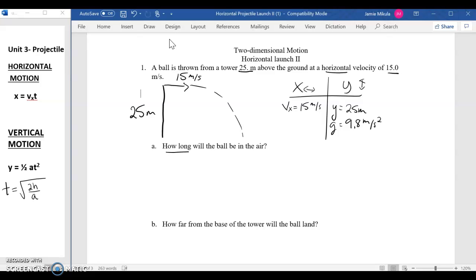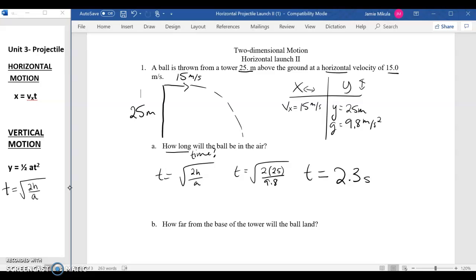The first question says, how long will it be in the air? So we're looking for time. The only formula we have for time in the vertical direction is t equals square root 2h over a. When you plug in your numbers, you're going to have t equals square root 2, the h is the height, and that's going to be the y of 25, all over the 9.8 for gravity. So I do 2 times 25 is 50, divided by 9.8 is 5.1. I take the square root of that number, and I get a time of 2.25. I'm going to round that to 2.3 seconds.